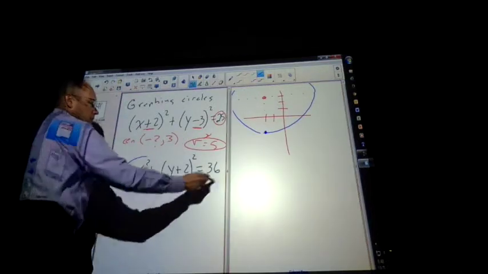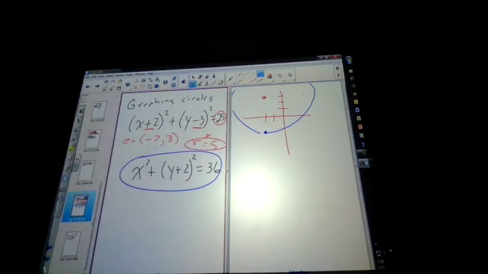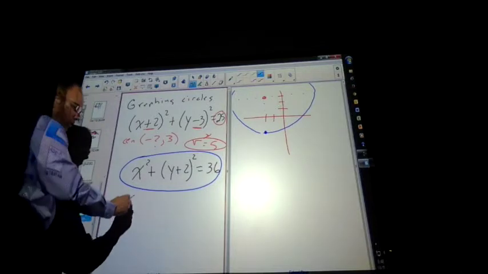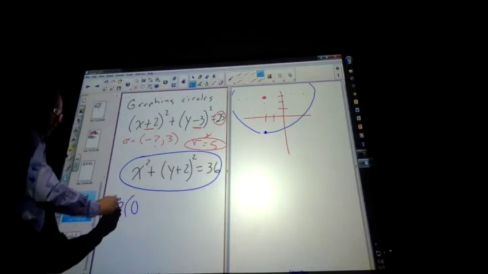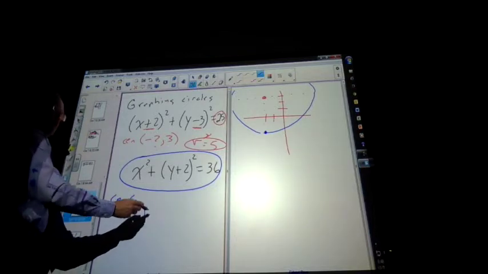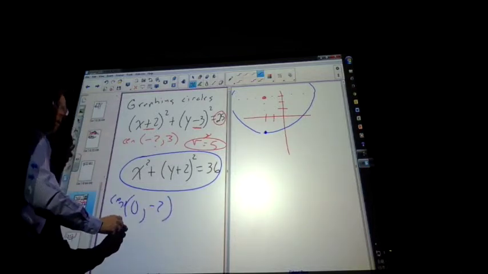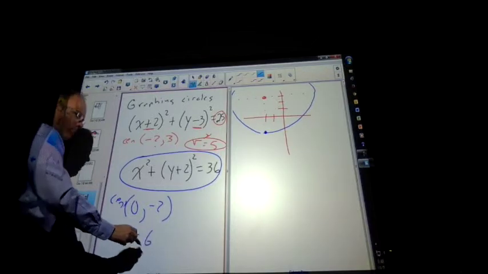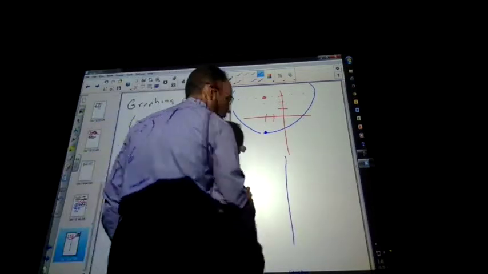If I wanted to find the center of this, x squared stands alone. So where is the x component of the circle? 0. There's nothing with it. So my center of this circle is going to be (0, what)? -2. What's my radius? 6. Good. So if I wanted to graph this, (0, -2).